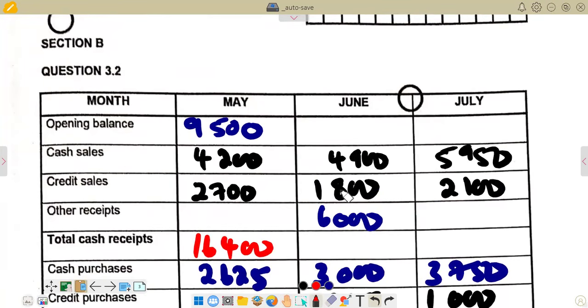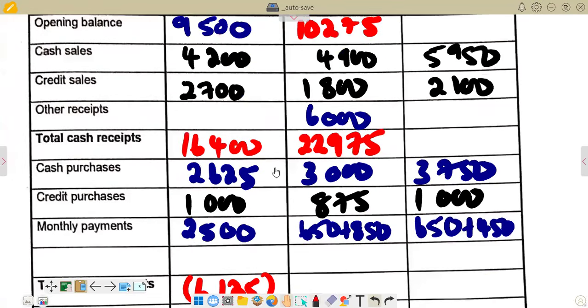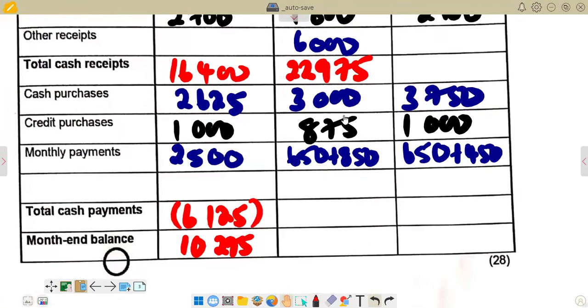So we are going to take this 10,275 and it becomes the opening balance for our June. So we are saying here 10,275. To get now the total receipts for June, we are saying the opening balance plus cash sales plus credit sales plus other receipts. In other words, we are saying 10,275. We add 4,900, we add 1,800, we add 6,000. And then the total that you are supposed to get there is 22,975.